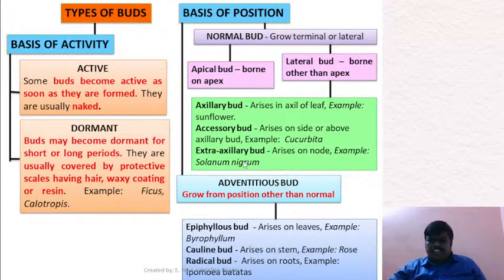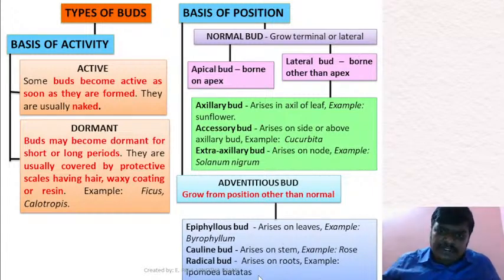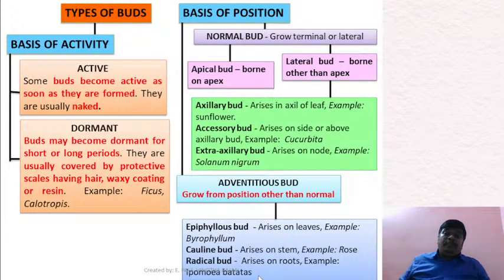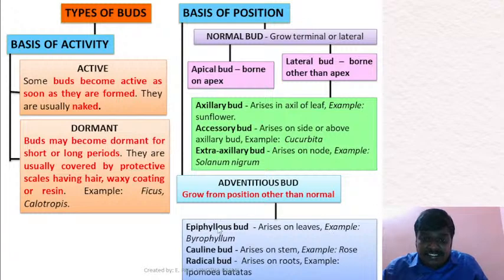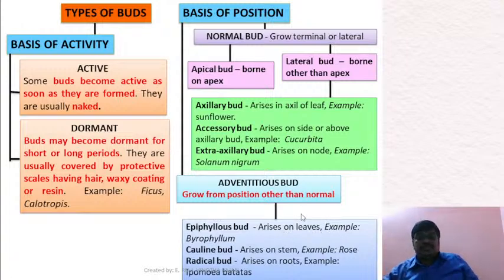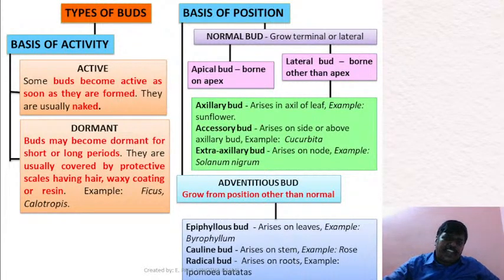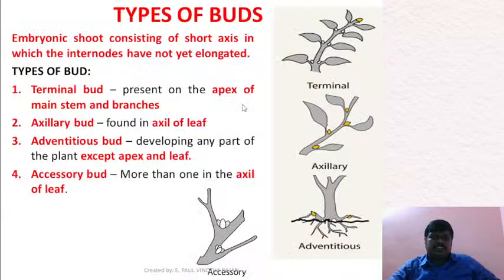An adventitious bud can be positioned other than the normal. It is not an apical bud, not lateral, and not in the nodal region, but some other region. For example, epiphyllous buds arise on the leaves. Cauline buds arise on the stem. Radical buds arise on the roots. These are all different types of buds based on positions.